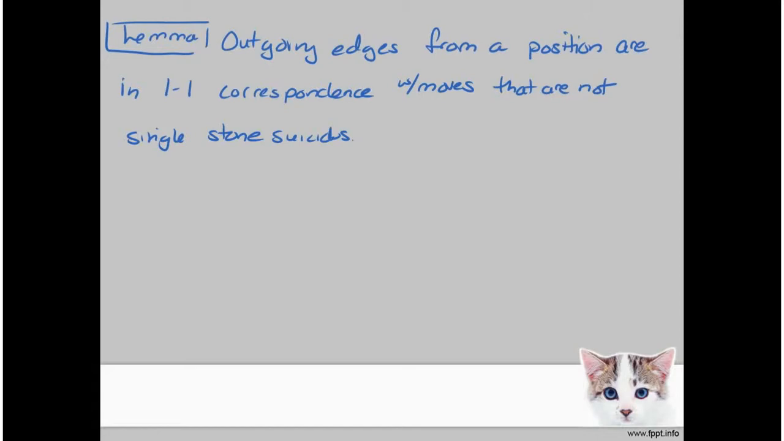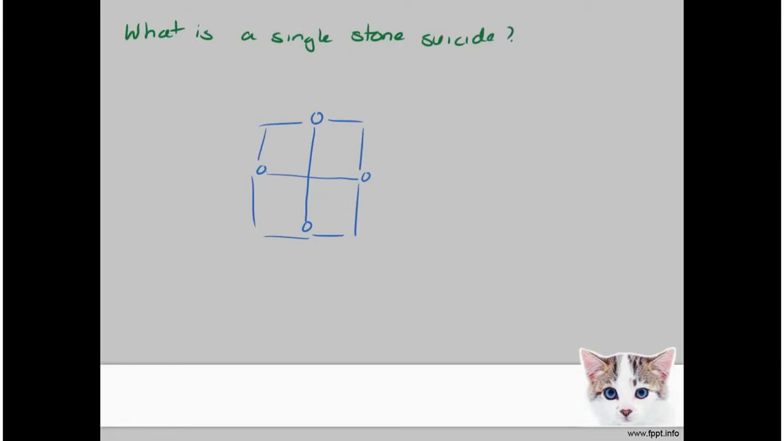So let's go back to the directed edges. Outgoing edges from a position are in a one-to-one correspondence with moves, as long as those moves are not single stone suicide. So this should make perfect sense because that's how you're developing the game graph. You're representing the game graph by taking all the legal moves and then drawing edges, from one position to the other.